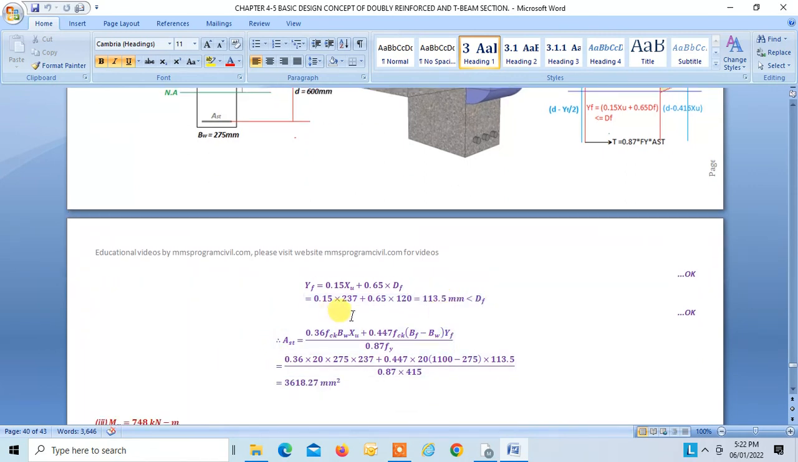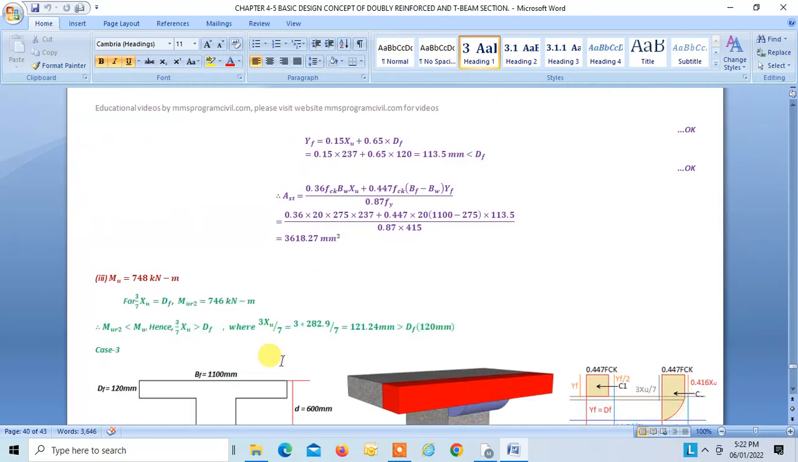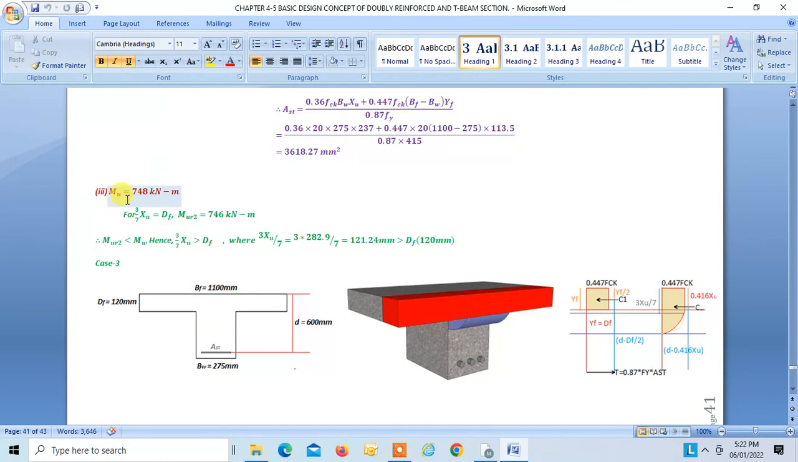Now simple, take T is equal to C plus C1. So T is equal to 0.87 fy Ast. So this is C, this is C1, and this is the stress in steel, right? So this is how you get the Ast, that is 3618.27 mm square, right? Now the third case, your Mu is equal to 748, okay?